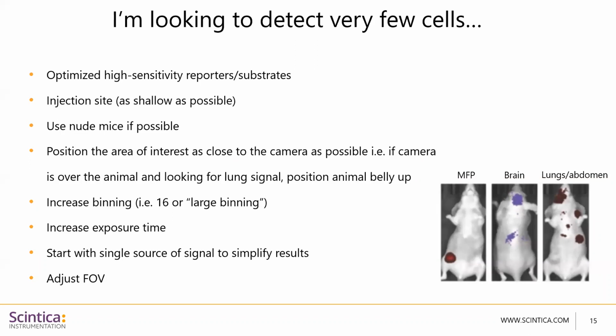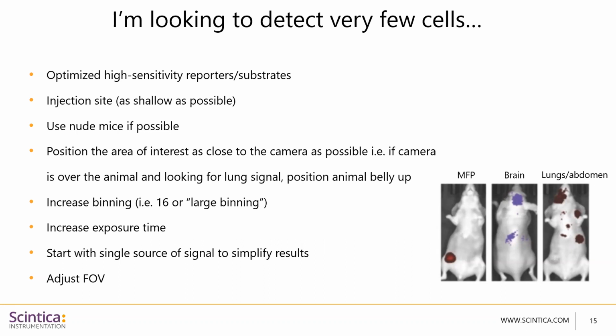The injection site is important. Always try to inject the cells as shallow as possible, and that will limit the amount of tissue that's interfering with your signal. Use nude mice if possible. We talked about that. Position the area of interest as close to the camera as possible.